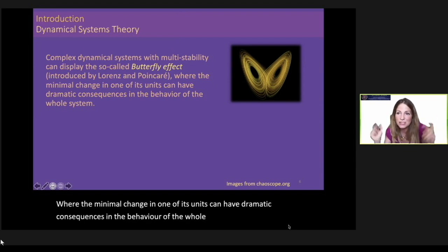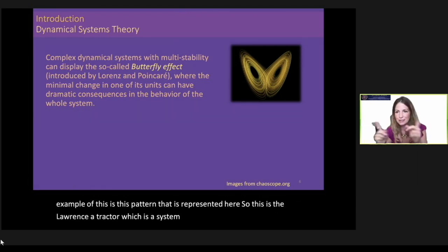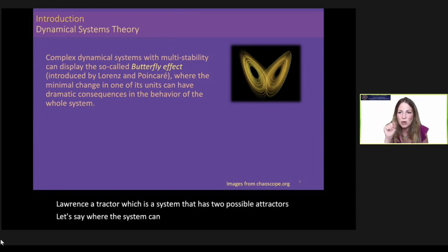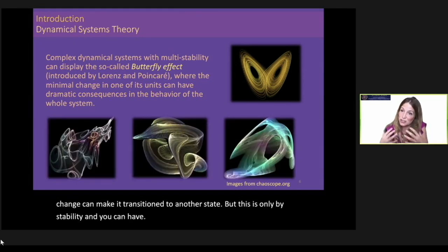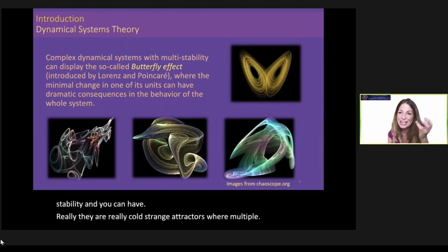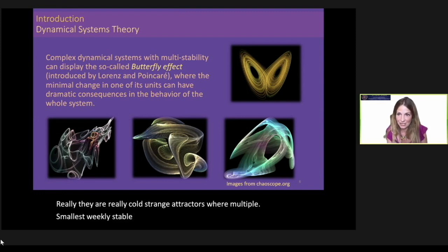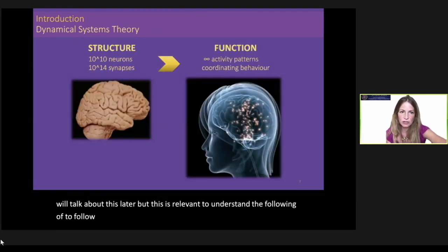So the most famous example of this is this pattern that is represented here. This is the Lorenz attractor, which is a system that has two possible attractors, let's say, where the system can switch between the two, and a small change can make it transition to another state. But this is only bistability. And you can have what are really called strange attractors, where multiple small, weakly stable attractor states can be engaged. I will talk about this later, but this is relevant to follow the rationale of the presentation.